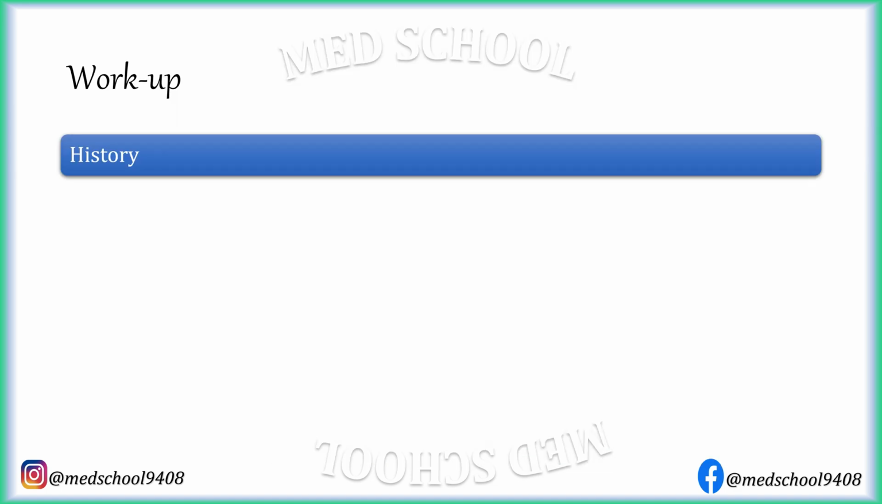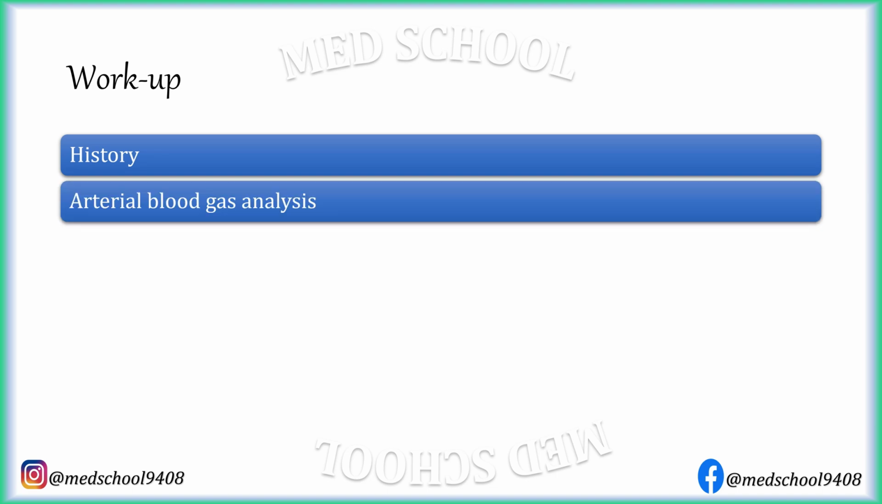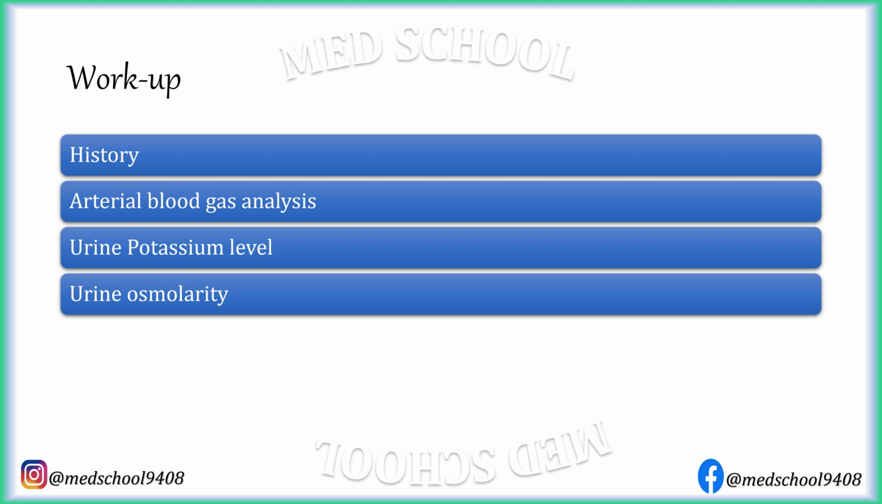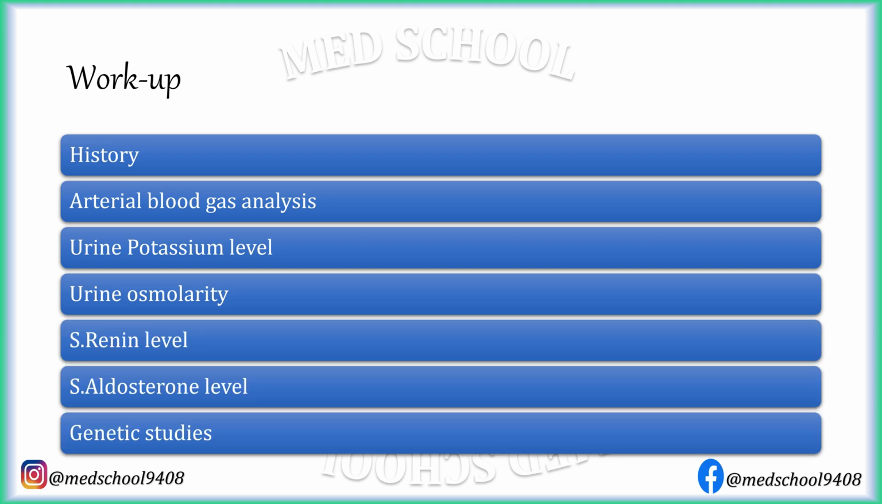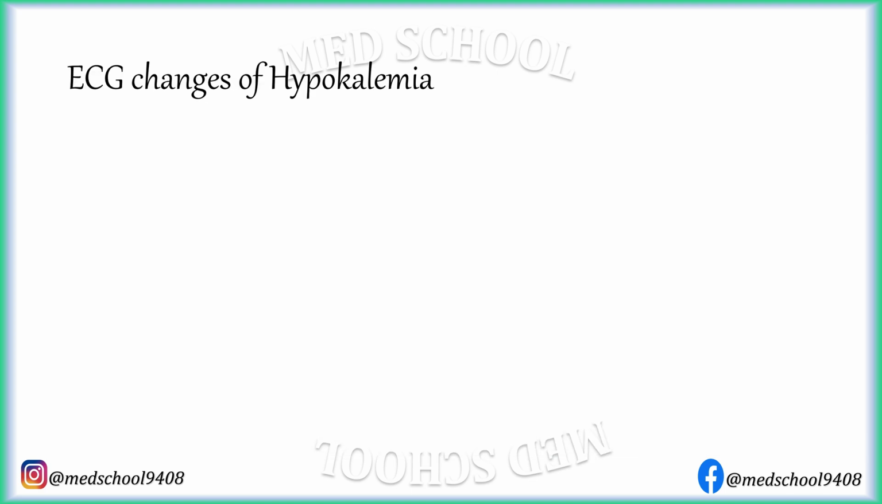In workup of hypokalemia, history is often sufficient to reach at root cause of hypokalemia. Arterial blood gas analysis is helpful in detecting alkalosis. Urine potassium level, urine osmolarity, serum renin level, serum aldosterone level, and genetic studies are required for rare causes of hypokalemia.